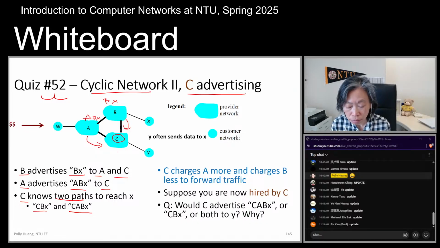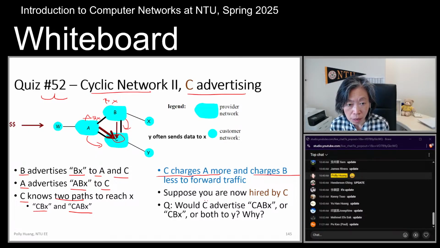So C, in this case, charges A more. So C charges A more. So money flow, let me show that. C now charges A more than C charges B.